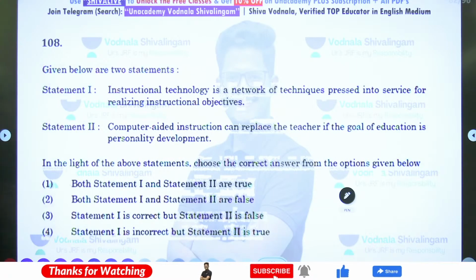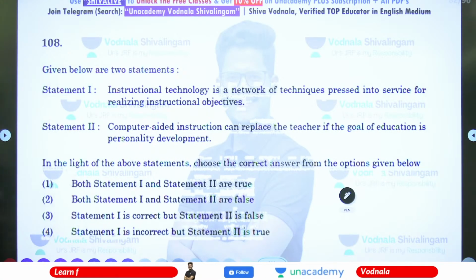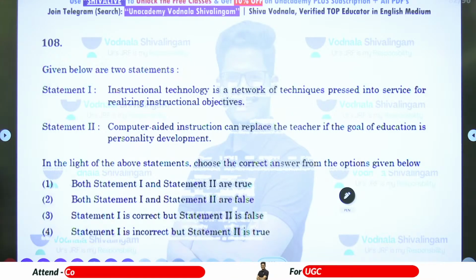Instructional technology is a network of techniques pressed into series for realizing instructional objectives. Computer aided instruction can replace the teacher if the goal of education is personality development.